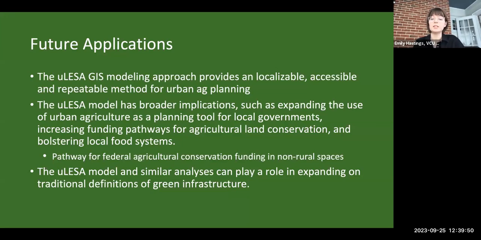And the ULISA model also is really good at expanding the potential of green infrastructure. Green infrastructure doesn't just have to be urban trees or just a garden. It can be a food production space. It can feed the community as well. So there's a lot of potential for these spaces to really help communities and feed communities.